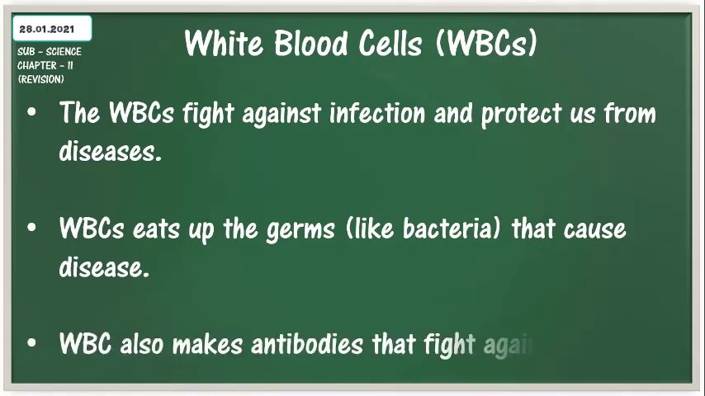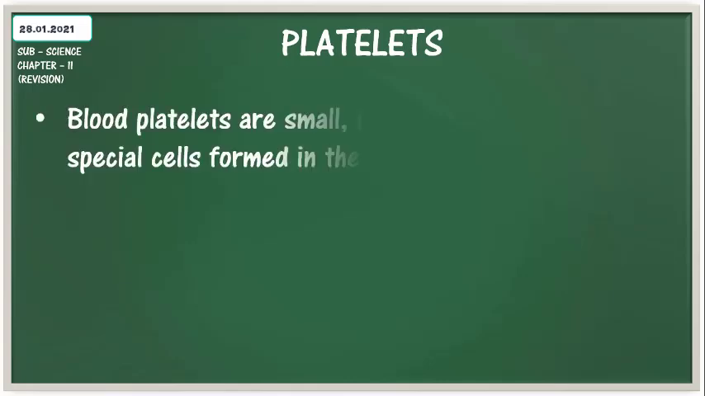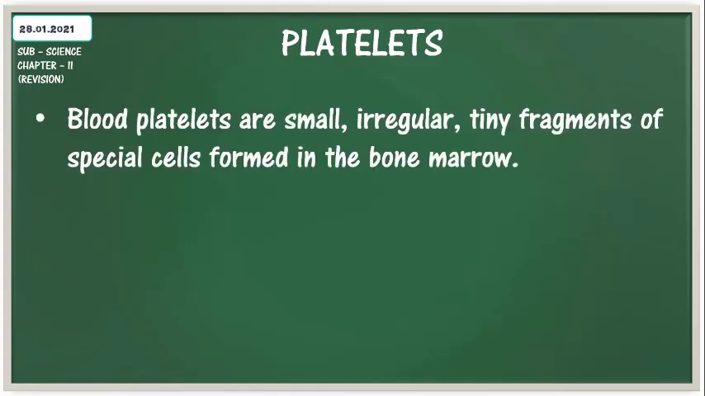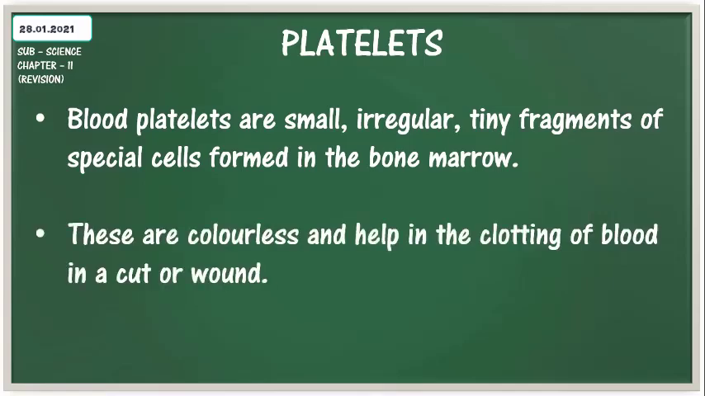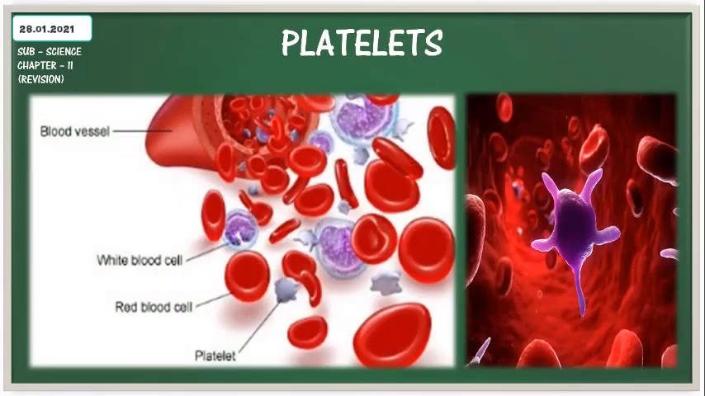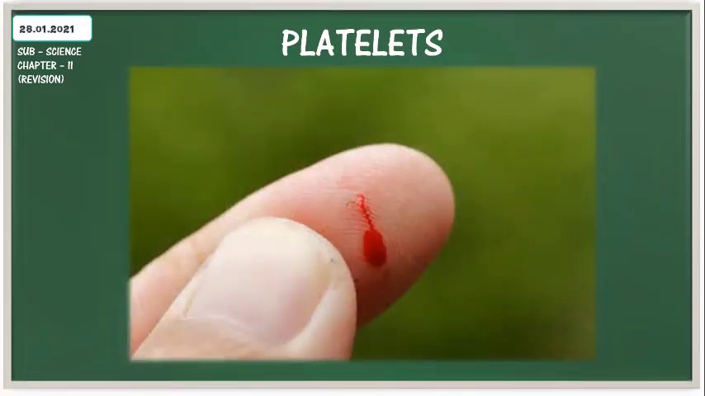Now, platelets. Blood platelets are small, irregular, tiny fragments of special cells formed in the bone marrow. These are colorless and help in clotting of blood in a cut or wound. If a cut or wound is made, the blood starts flowing from it. After some time, the platelets plug the cut and the bleeding stops due to the formation of a dark red clot. If the platelets are not present in the blood, the flow from the cut or wound will not stop, causing excess loss of blood which may be fatal to a person, leading to death.